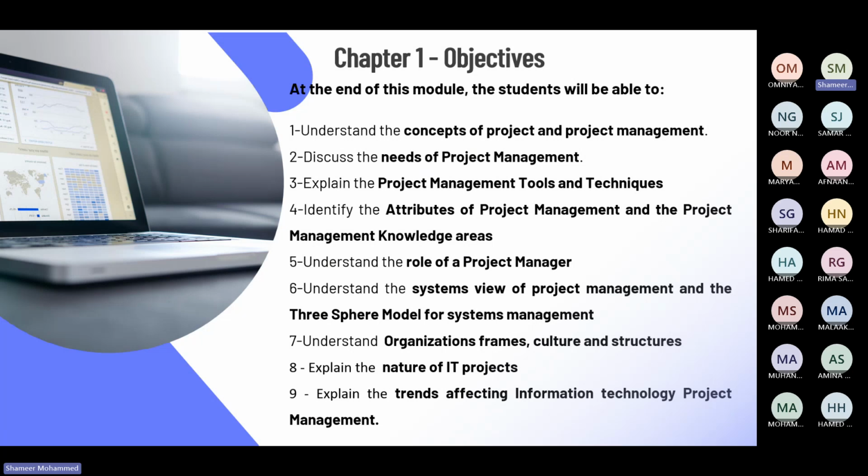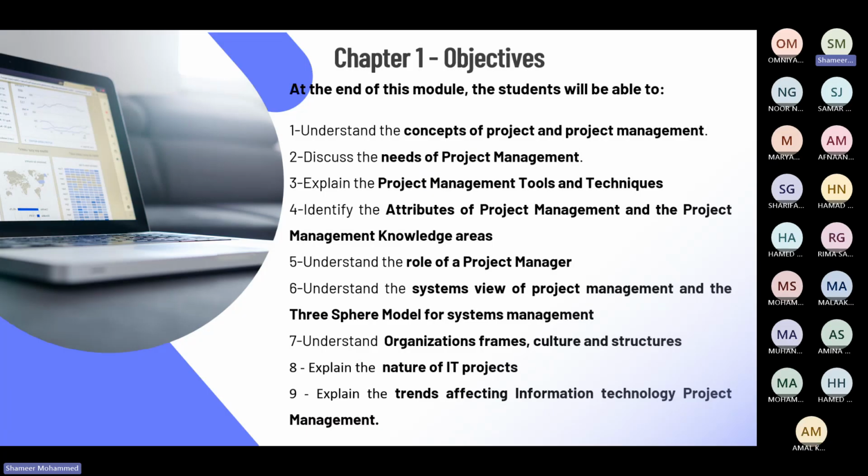Then you will understand how the teams are organized in an IT company, what type of projects they will do, and what the latest trends are. That is, what the latest market trends are, what they are using in the market, and which type of projects they are going to handle. So these are the 9 objectives you will achieve at the end of this course.